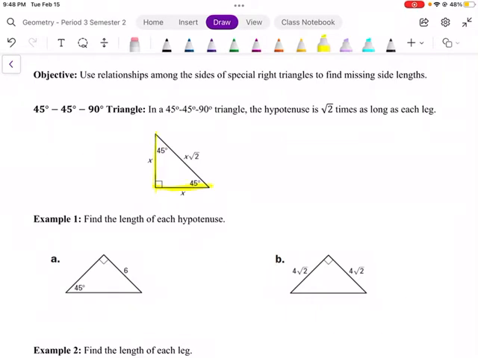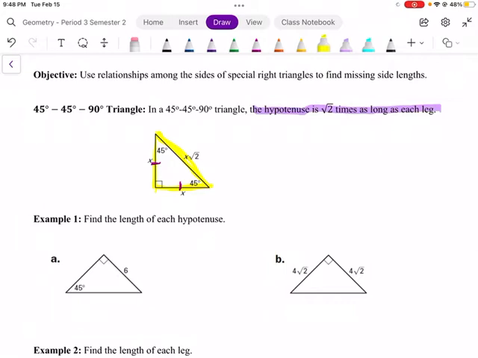two of the side lengths are represented with x because they are the same length, making this triangle an isosceles triangle. And then what is special about the 45, 45, 90 triangle is that the hypotenuse is always square root of 2 times as long as each leg. And that's where we get x square root of 2 from.